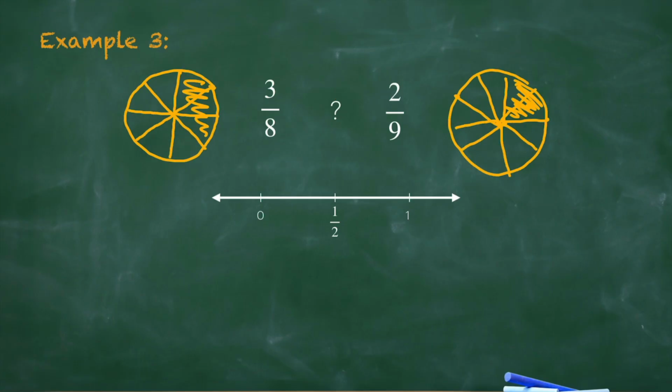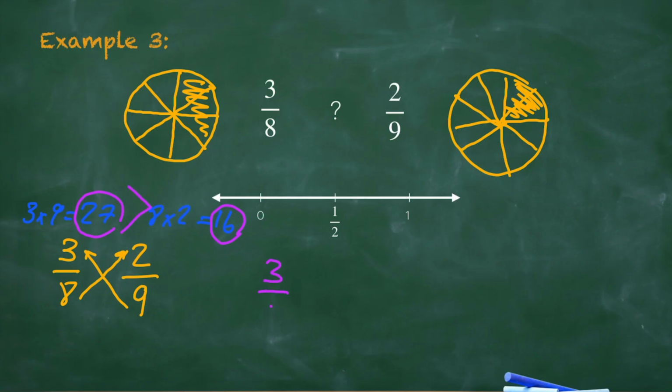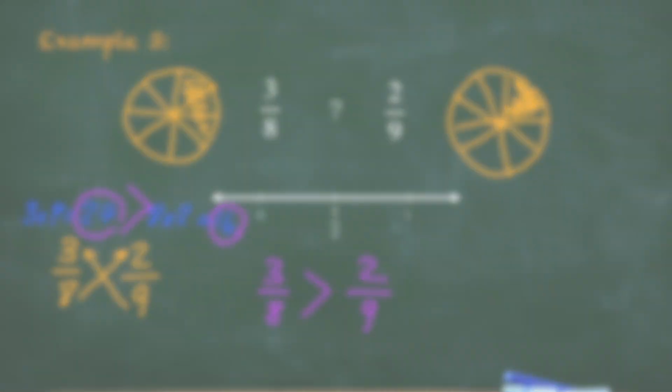I want to show you an easy method to compare fractions like 3/8 and 2/9. What you do is cross multiply the numbers. That means you multiply the numerator of the first fraction with the denominator of the second, and vice versa. So 3 times 8 equals 24. 9 times 2 equals 18. Now write those results above the original numerators. Since 24 is greater than 18, that means 3/8 is greater than 2/9.